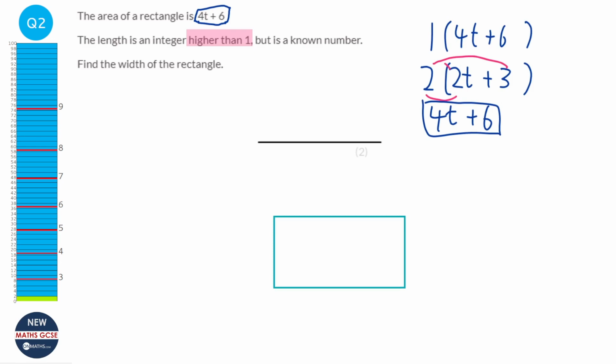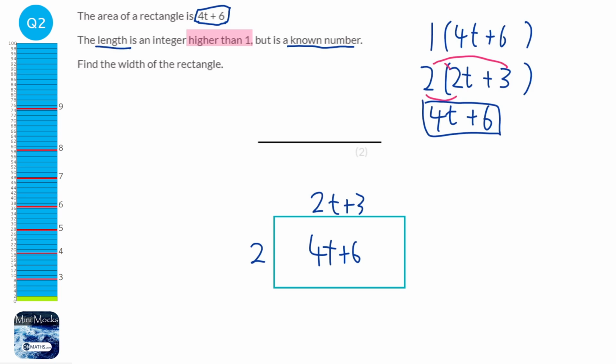So we therefore know that the known side, because it says it's a known number, is 2. And the other side will be 2t plus 3, and then when you multiply them together you get the area of 4t plus 6. So our answer, because it says the length is the known number, so that's the length, then we're finding the width, which is this one here. So it's 2t plus 3.